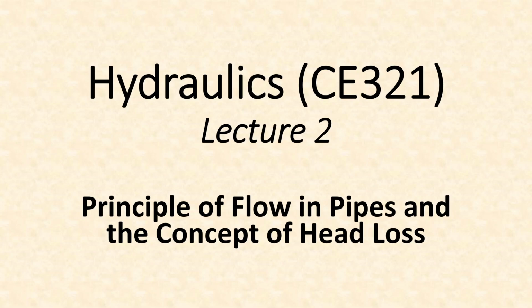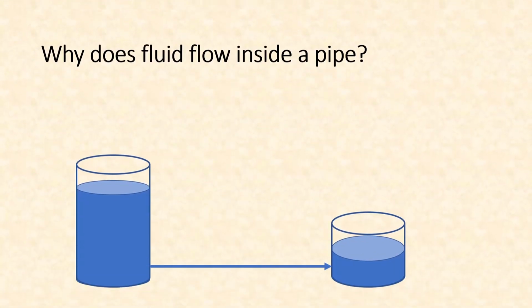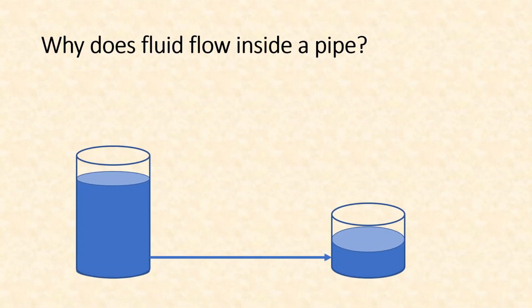Hello everyone. In this second lecture, we are going to discuss the principle of flow in pipes and also the concept of head loss. So why does flow take place inside a pipe? The common idea is that flow takes place from high pressure to low pressure region. So that's what we have demonstrated in this figure.